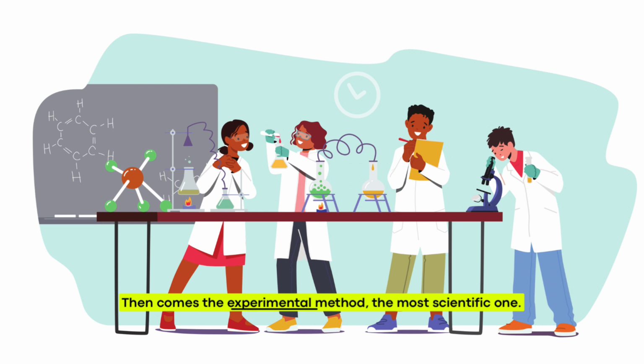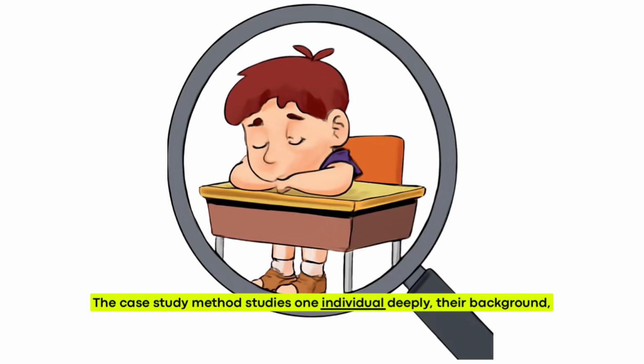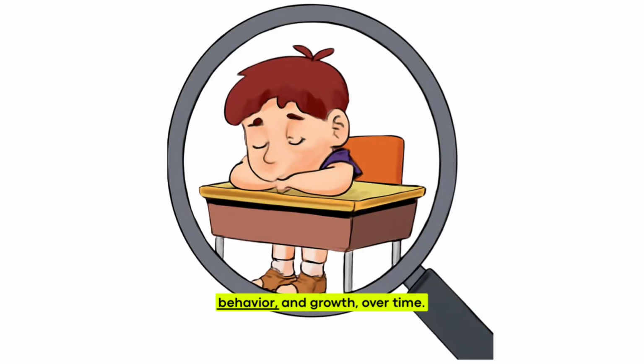Then comes the experimental method, the most scientific one. 2 groups are compared under controlled conditions to test a hypothesis. The case study method studies one individual deeply, their background, behavior, and growth, over time.